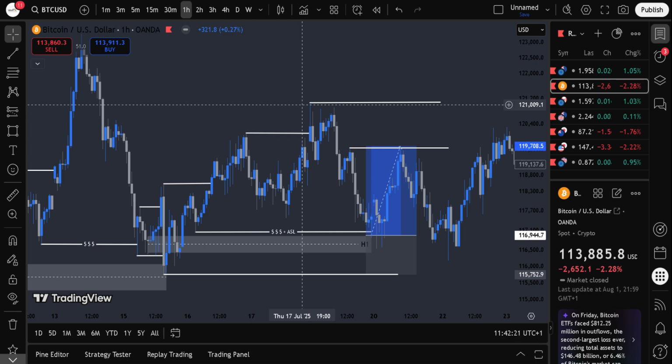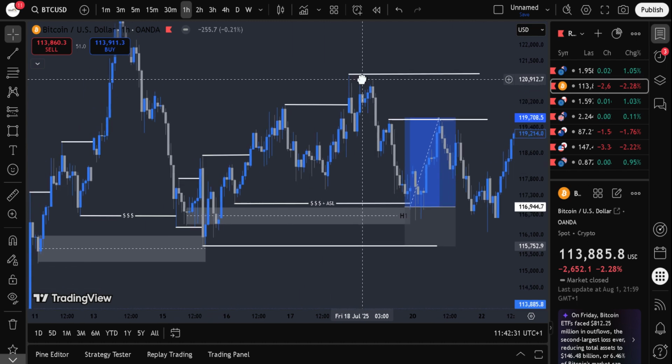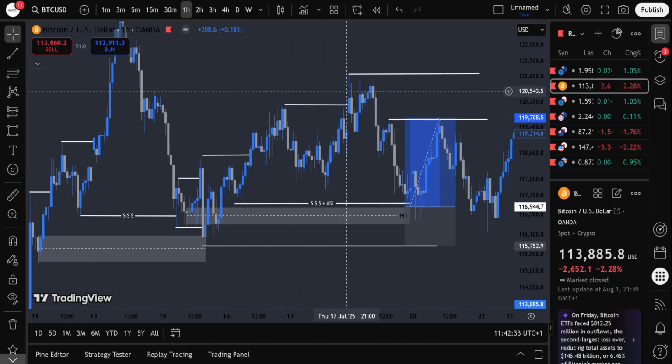I think in the last 2 weeks we had news come out that President Trump had plans of removing the Fed chair, Powell. So I think that caused the USD to have a down spike, and then BTC created new highs and everything.